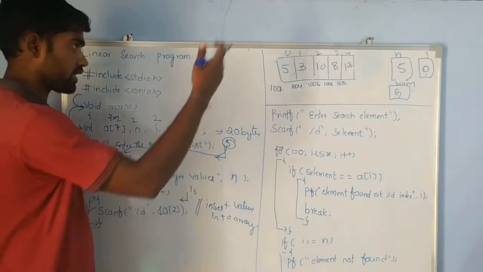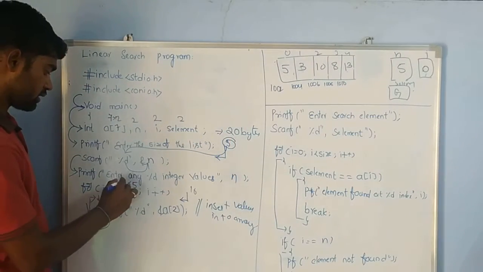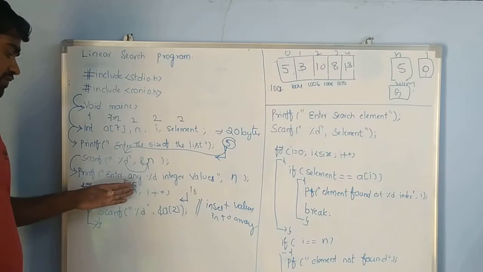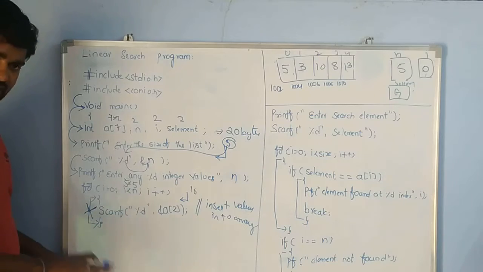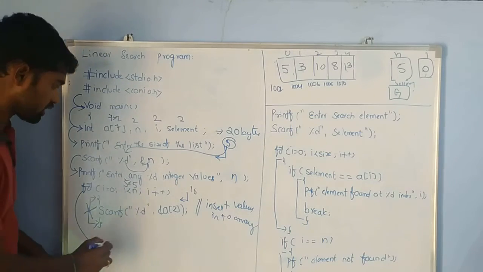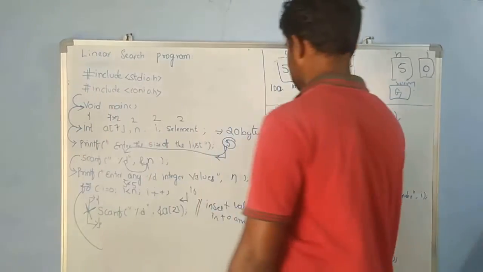Once we reach I value equal to 5, what will happen? 5 is less than 5, the condition is false. Now this block of statements is completed. Then next, it moves to the next instruction, which is printf.